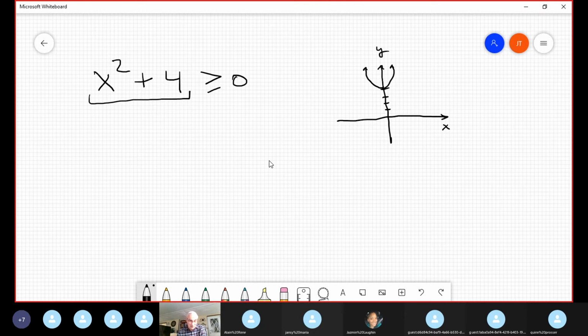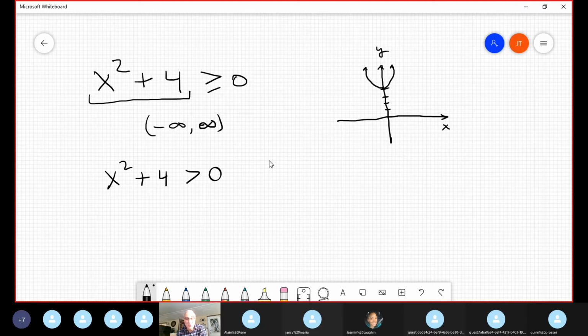It makes sense. It doesn't matter if you plug in any negative or positive number here. The square becomes positive, plus 4 is always positive. Now, the solution for this is again all real numbers. Regardless, x squared plus 4 greater than 0 is exactly the same, because 0 is not important: this parabola never touches the x-axis.